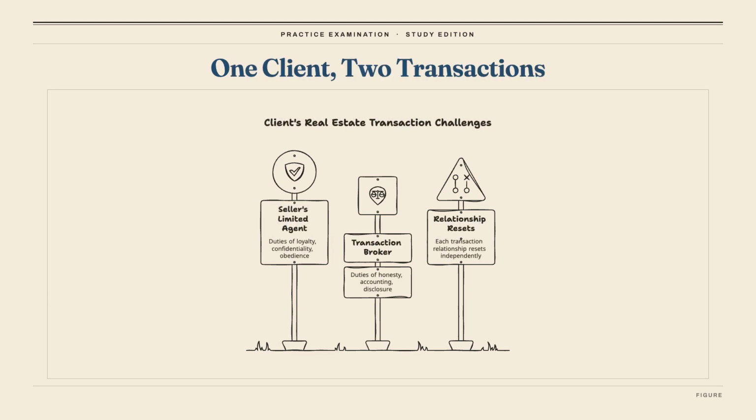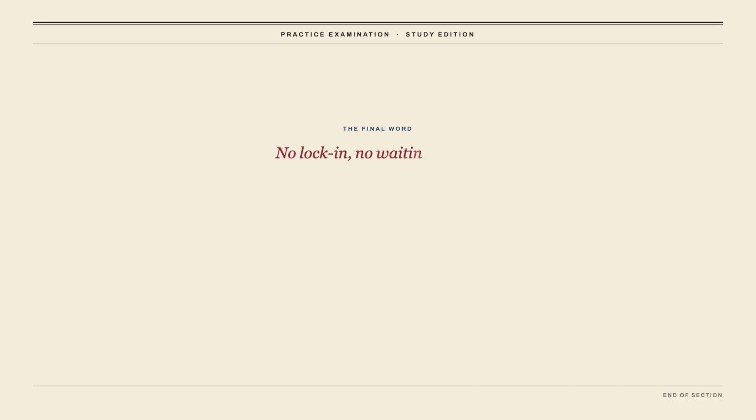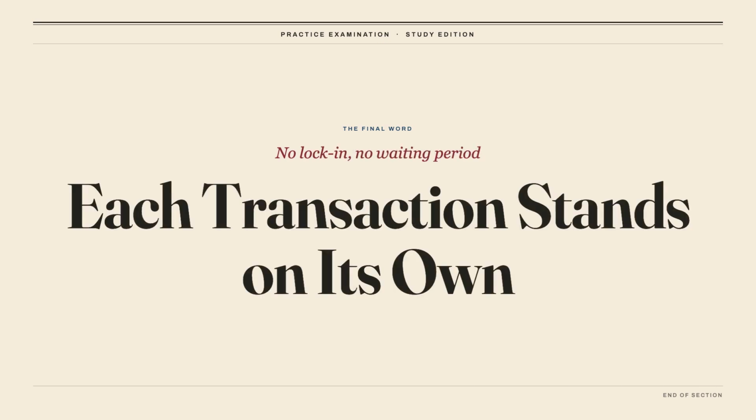Picture the same client selling a house in spring as a limited agent's client, then buying an investment property that autumn as a transaction broker's client. 2 transactions, 2 agreements, 2 sets of disclosures, and 2 distinct, properly documented relationships. An agency ends when its agreement ends. Only confidentiality and accounting survive termination, and neither blocks a new relationship. There's no commission pre-approval and no cooling off period. Each transaction simply needs its own proper documentation.